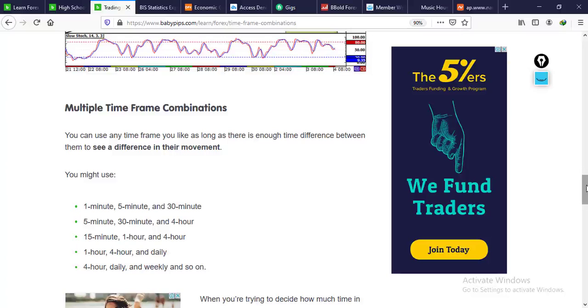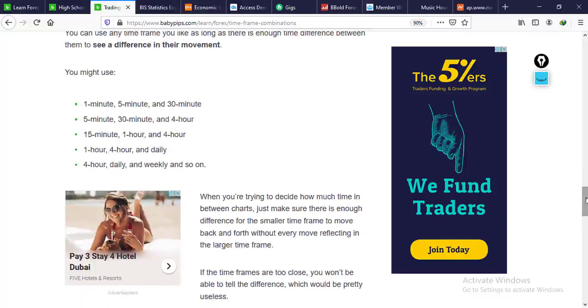And then you can also use the 1 hour, 4 hour and the daily. You use the daily to know the trend, you use the 4 hour to know the market bias, and you use the 1 hour for your entries. Okay, and so on and so forth.